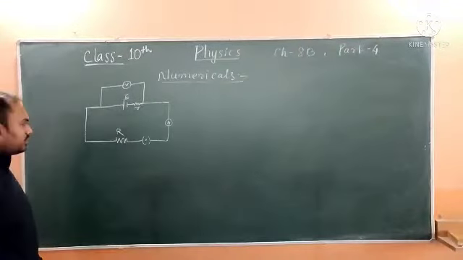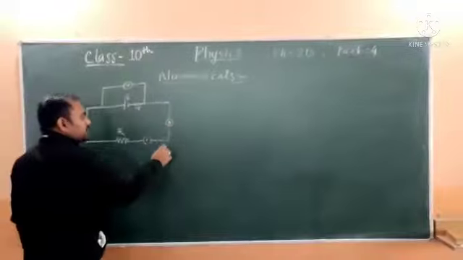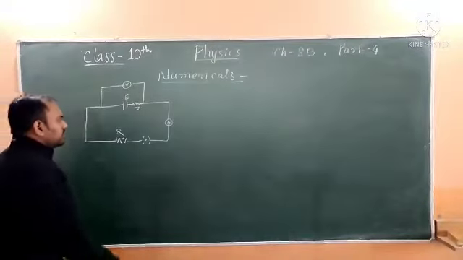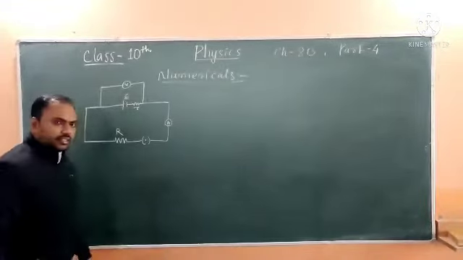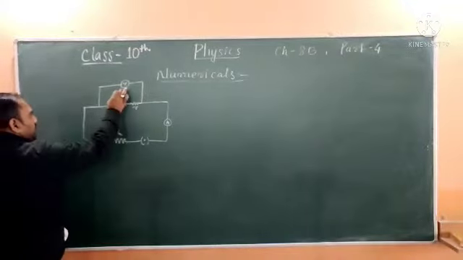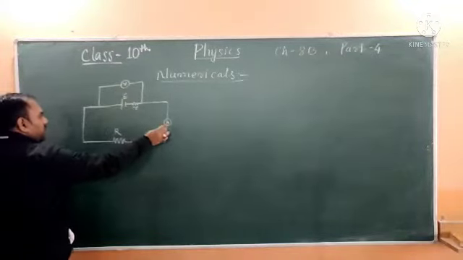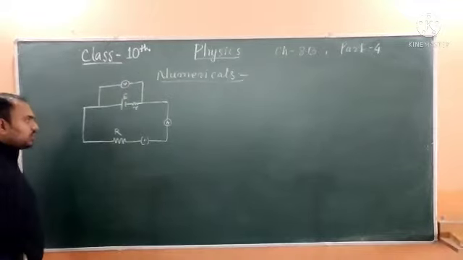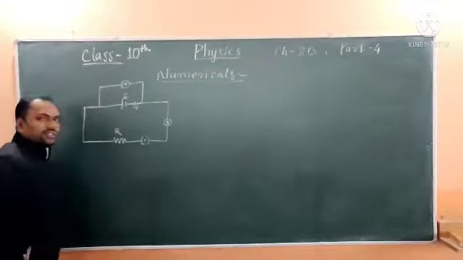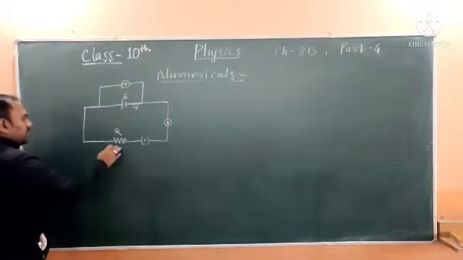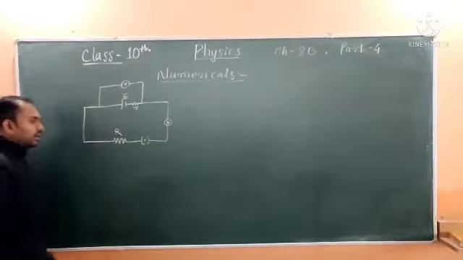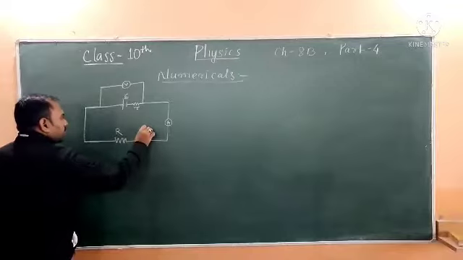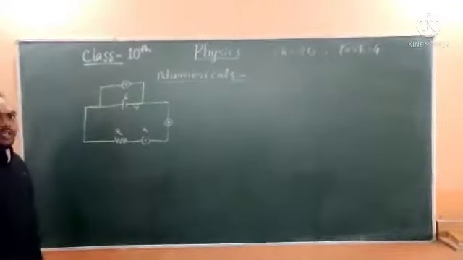Ammeter is also an electronic device which is used to measure current in the circuit, which is always connected in series. So there is a voltmeter and an ammeter, both are devices. Voltmeter is always connected in parallel, while ammeter is always connected in series. There is an external resistance R and K, that is the switch.